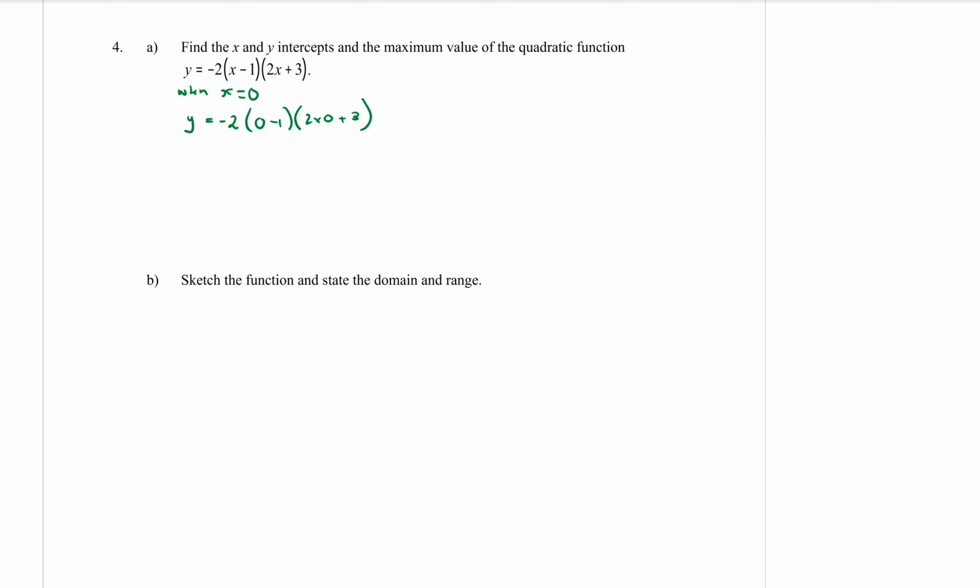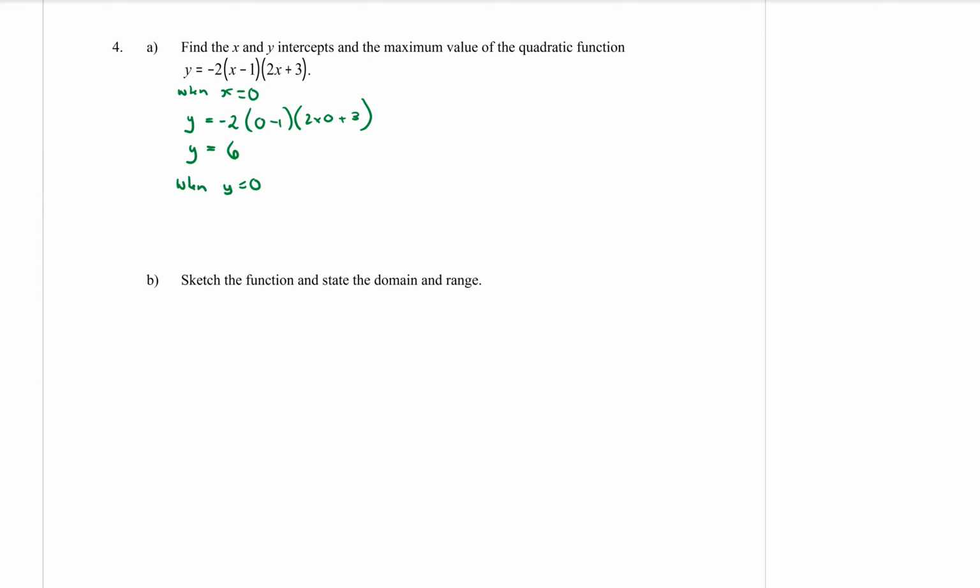That calculates to be a 6. Okay, because this is just negative 1 times 3, so it's negative 3, times a negative 2 makes a positive 6. Then we do the other one, when y equals 0.